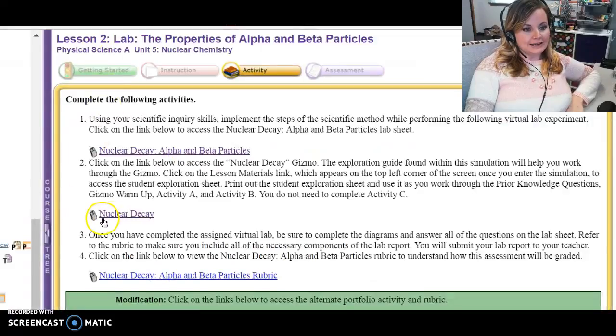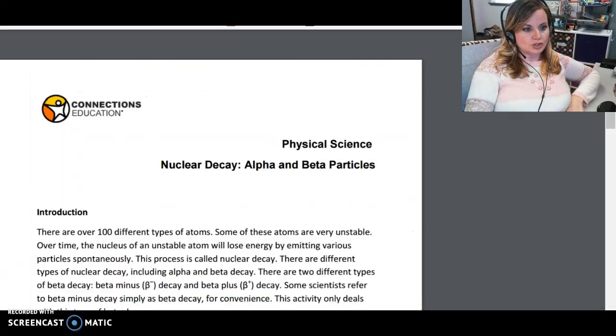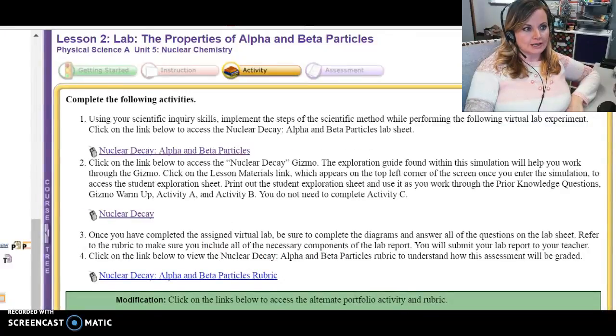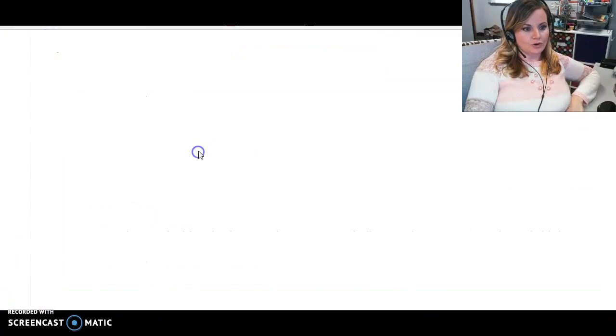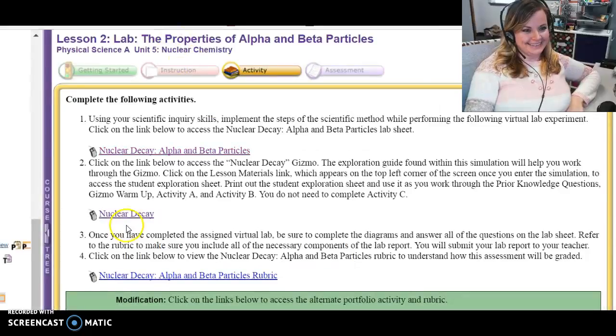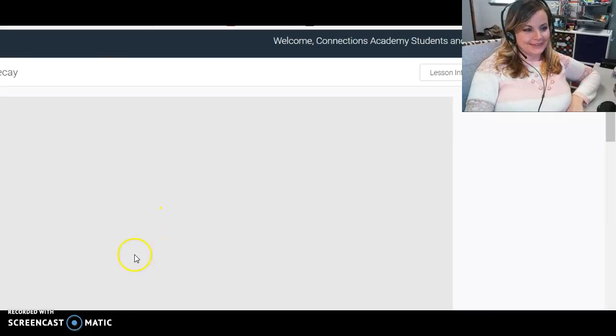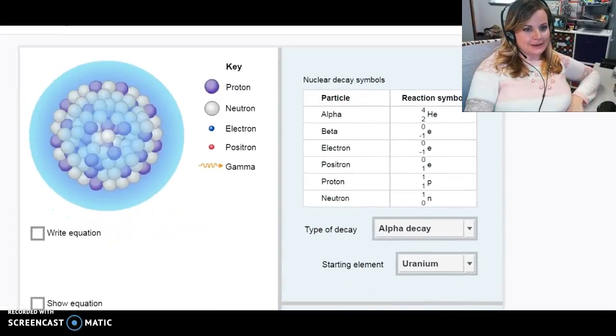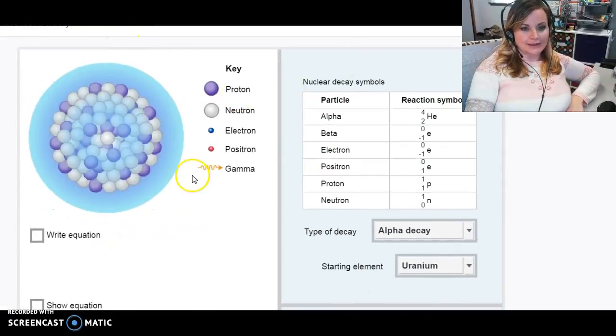The next link on here is to the actual Gizmo. So if I go to the Gizmo, which I guess I don't have open anymore. Nope, that's not it. Here we go. It's going to bring this up here, and this will show you then the Gizmo.